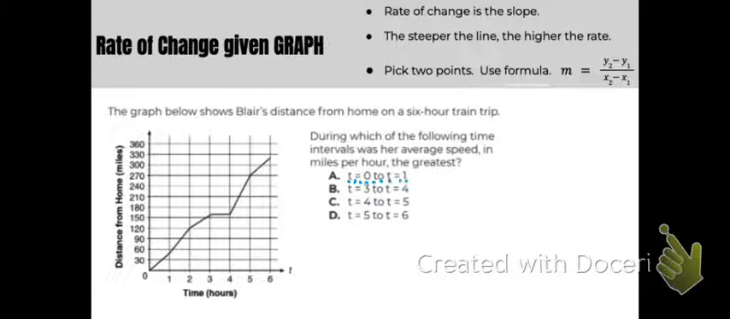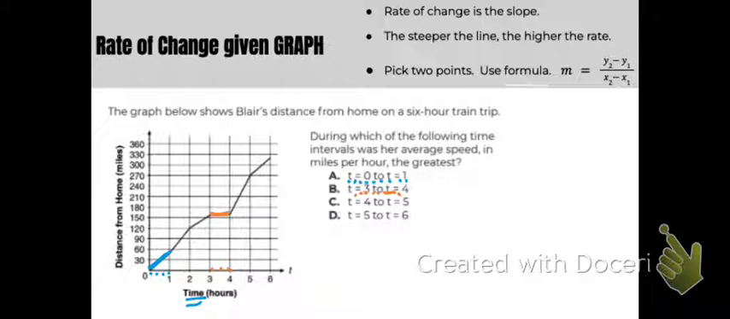Let's look at each of these intervals. What choice A is telling us is time from 0 to 1. So they're talking about this portion of our line. So let's think about and compare that slope to the slope between 3 and 4. Which one of those is greatest, is the steepest? The blue one, right? The slope of a flat line is 0.